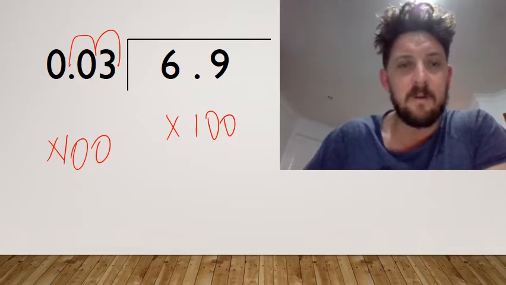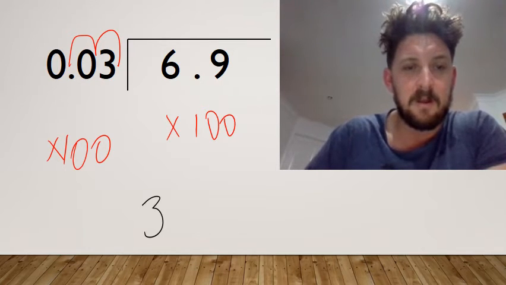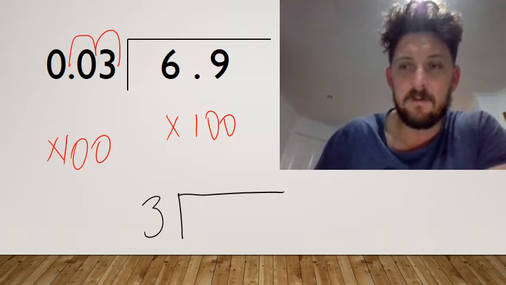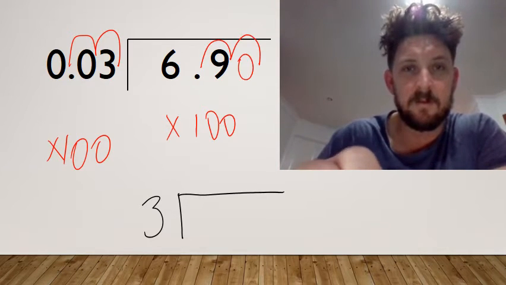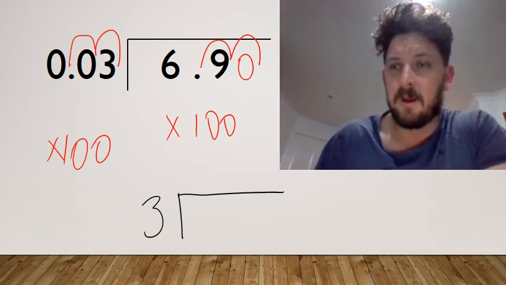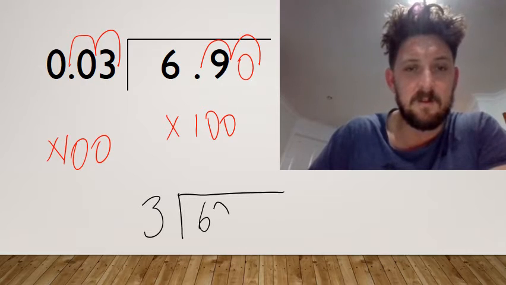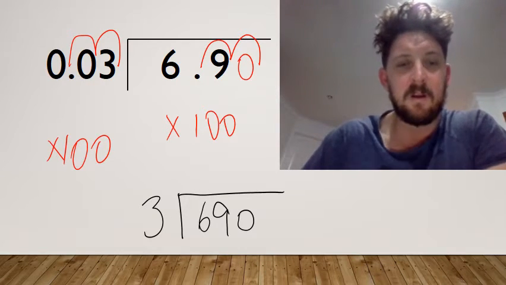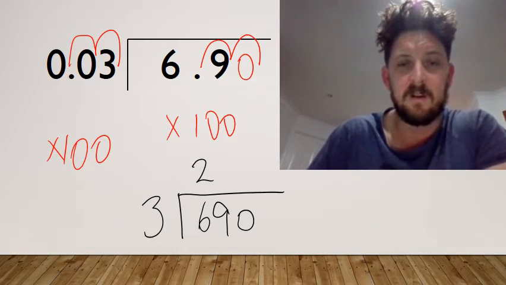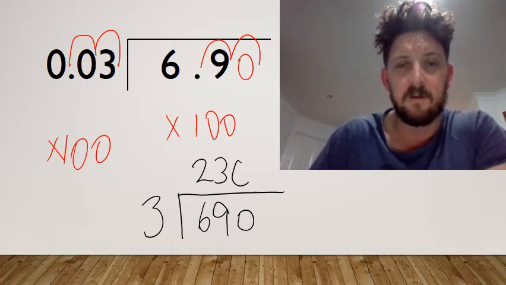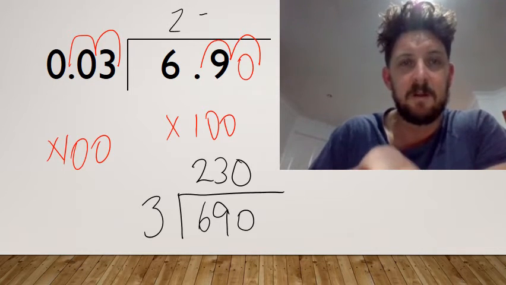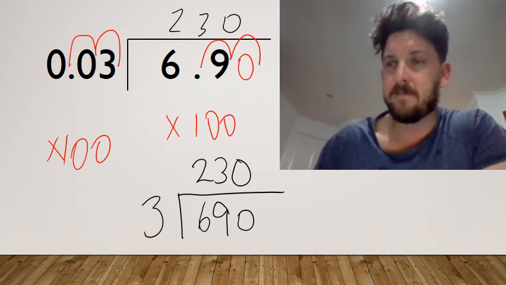If I rewrite out my sum then, I'm going to make 3. And if I multiply this one by 100, one jump, two jumps, I know that I'm going to have 690. So I'm going to go 3 into 690. I work it out: 3 into 6 goes 2 times, 3 into 9 goes 3 times, 3 into 0 goes 0 times, and I have my answer. The answer is exactly the same as at the top here, 230.